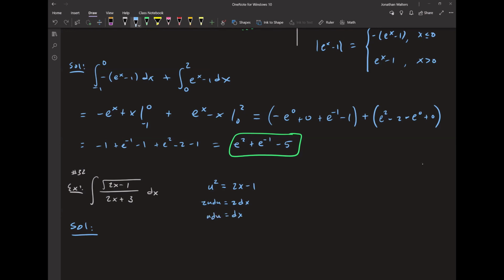So now I'm doing something that's really fishy. I took the derivative on the left with respect to u. I took the derivative on the right with respect to x. It's like implicit differentiation almost. And I'm going to solve for 2x. So 2x is equal to u squared plus 1. So then 2x plus 3 would be u squared plus 4. So I'm going to turn this into the integral of square root of u squared over u squared plus 4 du.